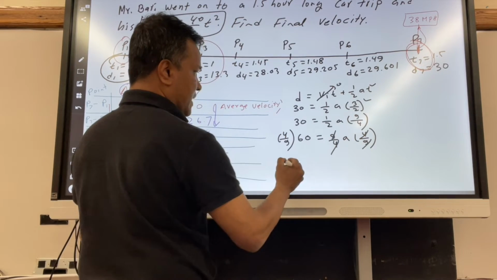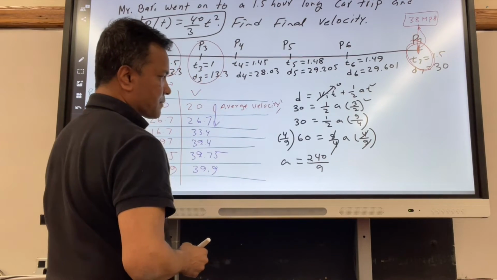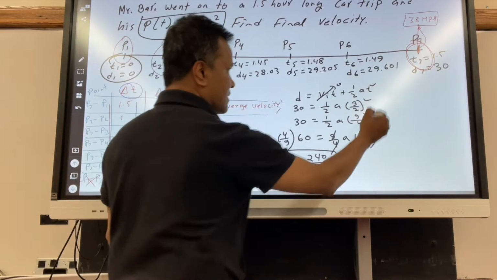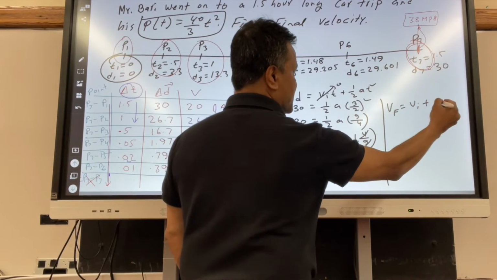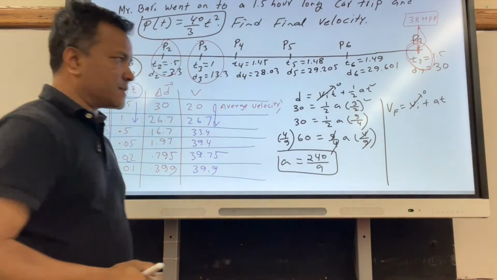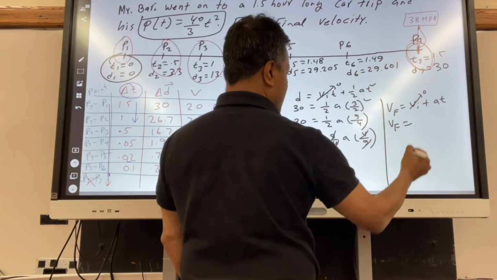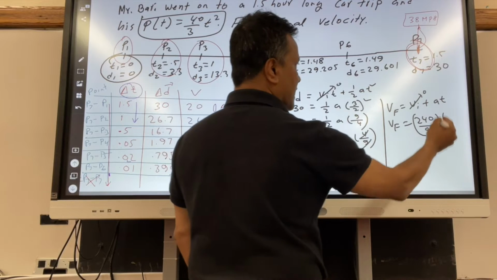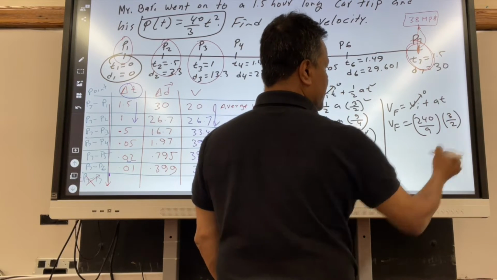All right, so a is equal to 240 over 9. So this is our acceleration. Now let's find the final velocity. Final velocity is vi plus at, and vi is of course 0. Velocity initial is 0. So vf is a, which is 240 divided by 9, times t, which is 3 over 2.